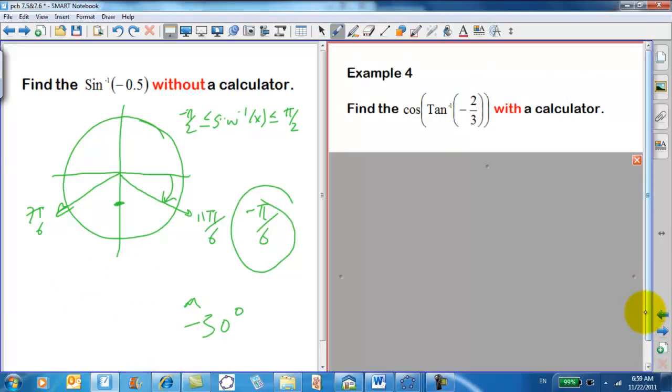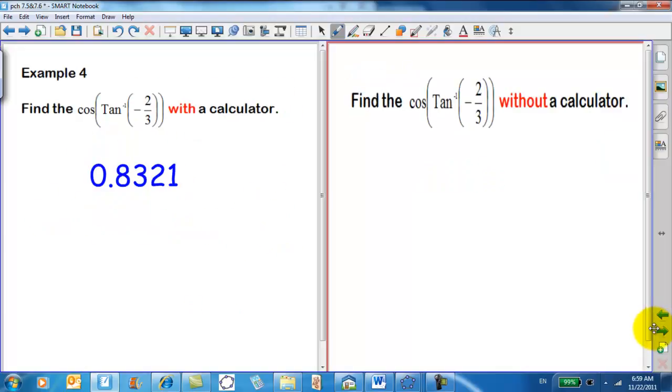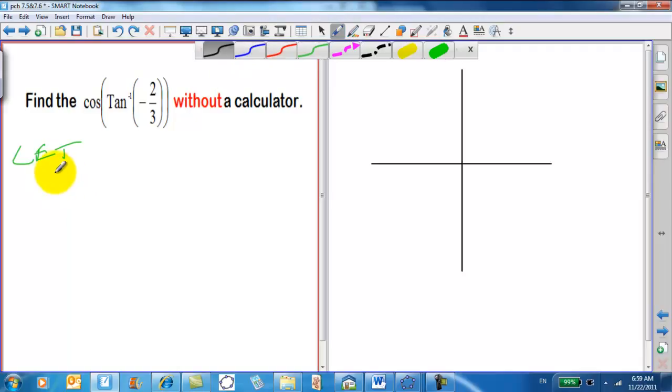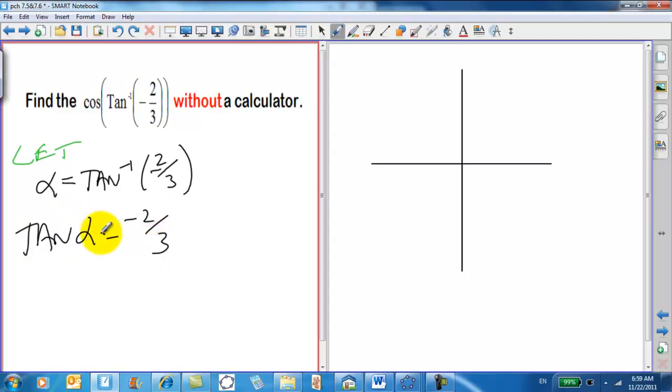Now example 4, find the cosine of the inverse tangent of negative 2/3 with a calculator. So I think you're up for that, and you get 0.8321. Now though, let's do it without a calculator. Okay, so this gets tricky. With these types of composition problems, you might want to realize that this interior angle is the output of this function. So we're going to start by letting alpha equal the inverse tangent of negative 2/3. That means the tangent of alpha will equal negative 2/3.